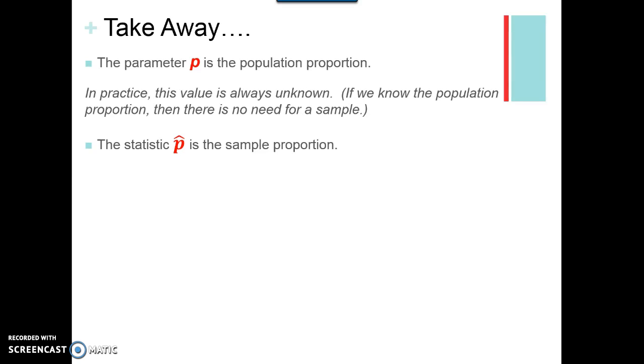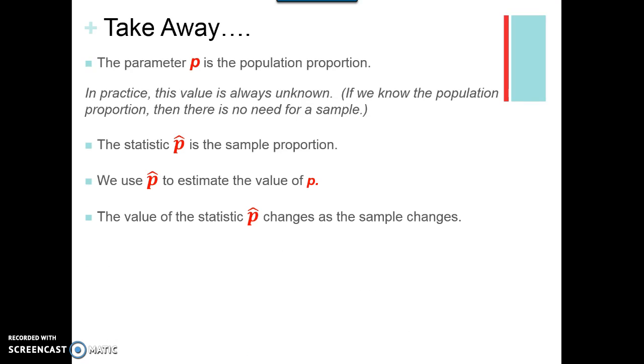The statistic p hat is the sample proportion that you get. We use p hat to estimate the value of the proportion. The value of the statistic p hat changes as the sample changes. So that's why we use the population proportion when we're doing our calculations for the mean and standard deviation.